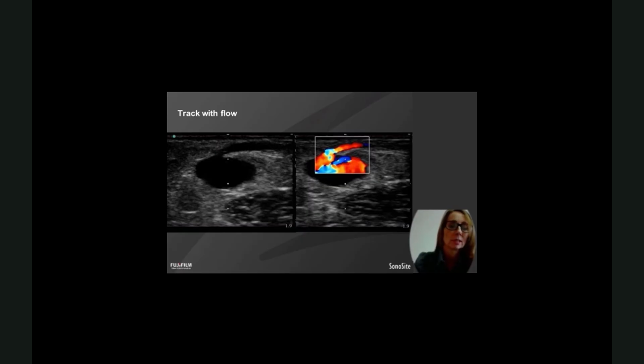And this one we wanted to confirm, we could feel the thrill, we wanted to confirm that there was flow. So we've turned the colour on and you can see there's actually flow in that track. So that's something we would want to keep an eye on and make sure it's not becoming larger. It's also something that with ultrasound we could actually provide a bit of compression to that track for a few minutes and stop the flow out of the fistula and seal it off.